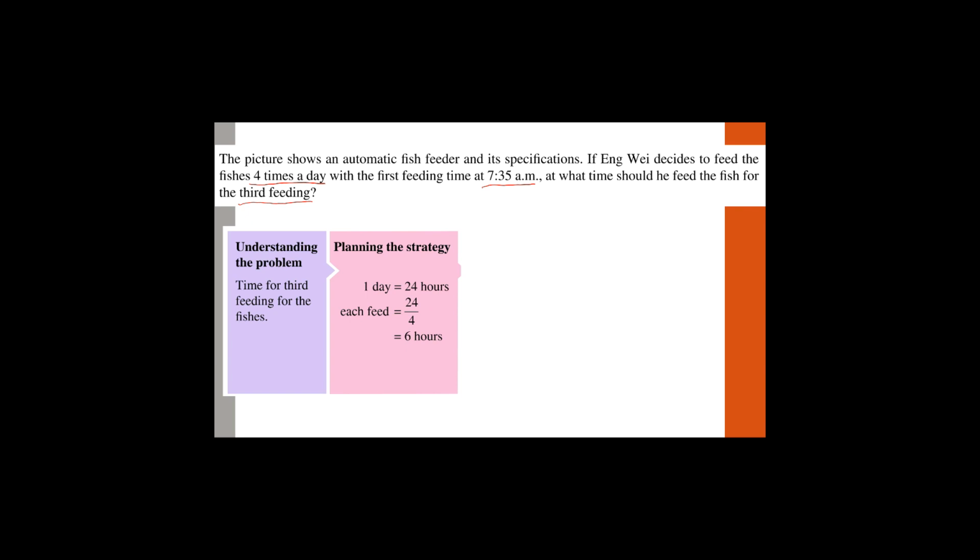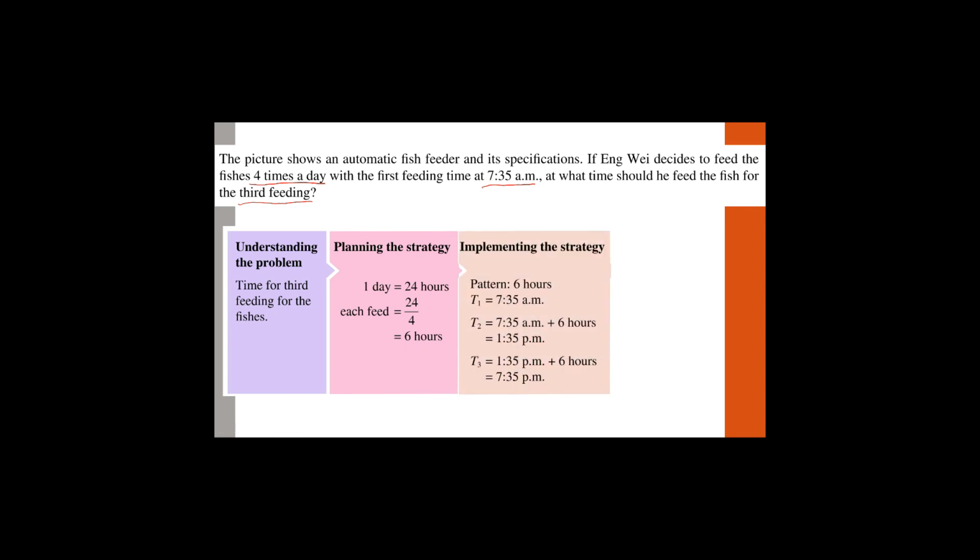Okay, the next thing, you implement the strategy you found, 6 hours, with the initial feeding time, 7:35. So we are going to add one by one, because the pattern is 6 hours. Term 1 is 7:35 a.m. Term 2 will be 7:35 plus 6 hours, that will be 1:35 p.m., afternoon already. Now for the third feeding time, from this 1:35 p.m. you add another 6 hours. So 1:35 plus another 6 hours will be 7:35 p.m. It's night time. Okay, so we found the answer already.